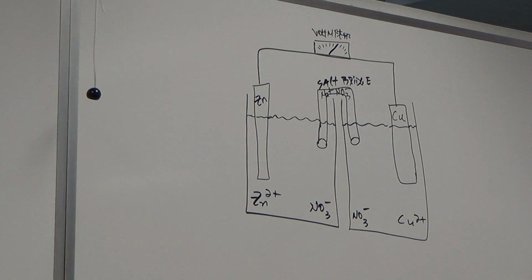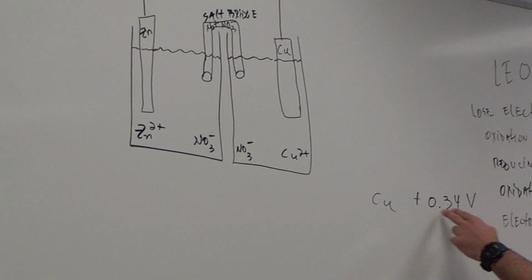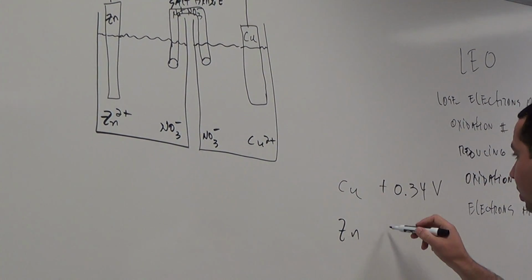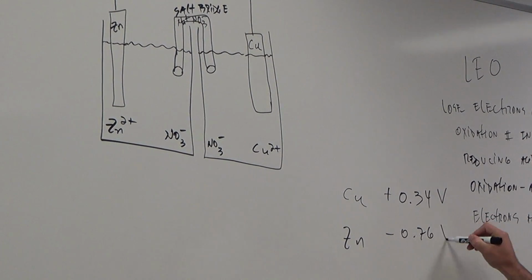One of them is going to be the oxidation, the other one is going to be the reduction. Which one has the highest reduction potential? Copper. What's the reduction potential of copper? Positive 0.34 volts, okay? The voltmeter shows what? EMF of the cell or cell potential. So copper is 0.34, so that means that copper versus zinc, and I am not putting ions on this or anything. What is zinc? Negative 0.76.